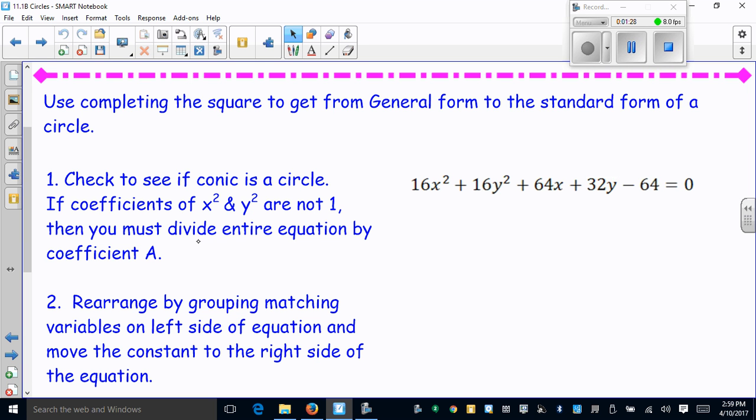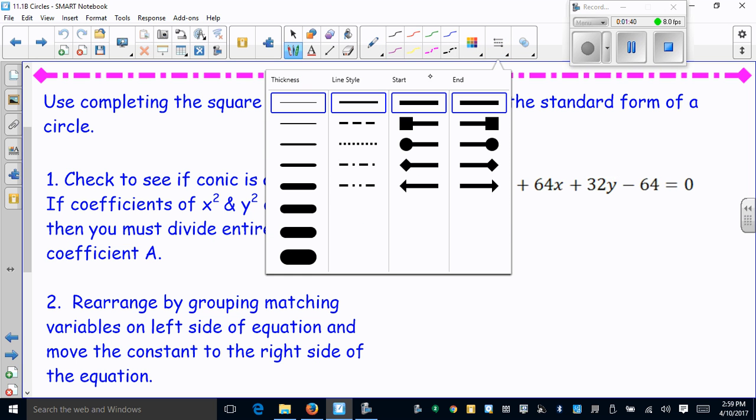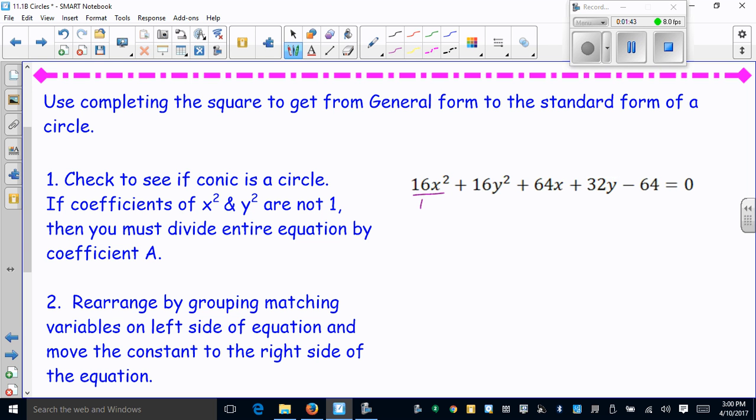I'm going to get a pen ready. I'm going to divide each of these things by 16. You can only do this when you have an equation. If you didn't have an equal sign, then you would have to factor it out. So 16 divided by 16 gives us just x squared plus y squared plus, and 64 divided by 16 is 4. 32 divided by 16 is 2. And again, 64 divided by 16 is 4. And 0 divided by anything is still 0. There, that's what we took care of in step 1.